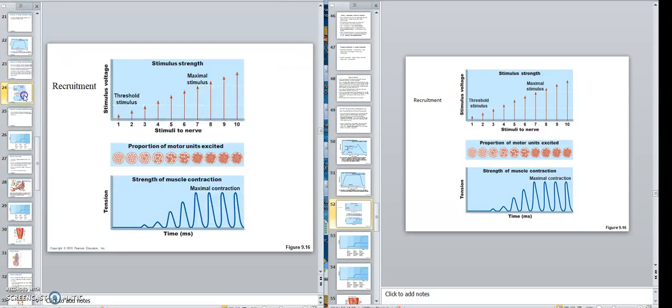All right. If we increase the stimulus strength coming from the spinal cord, we will start to increase the number of motor units. Each motor unit, as you recall, has a certain number of muscle cells, muscle fibers. Recruitment is when we add extra motor units. The more motor units you add in your muscle, the more muscle fibers you activate, the stronger the contraction. That doesn't take a great genius.